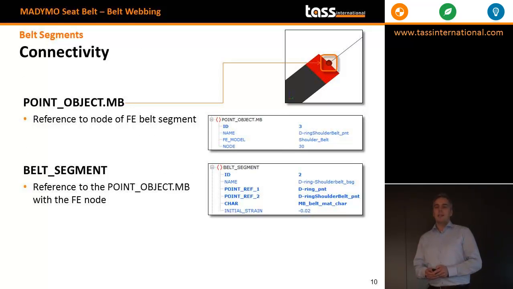Connectivity. The FE belt segments need to be connected to the multi-body segments. This is done with point object MB. Under point object MB, one can define the nodes, so the end nodes at the center of the belt, at the end, the rigid ends. You can define point objects. These point objects are then used under belt segment, the multi-body segment, and you can refer to them. So in this way, under the multi-body segment, you connect to the FE segment.